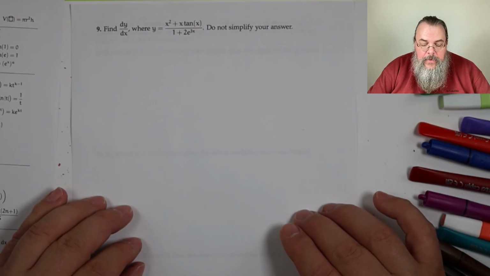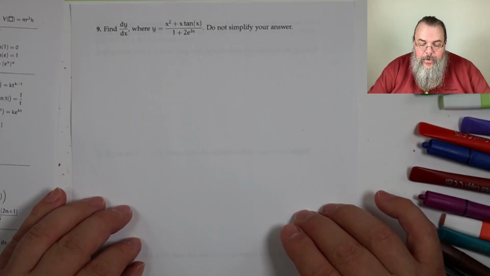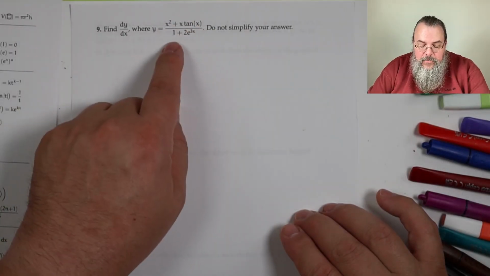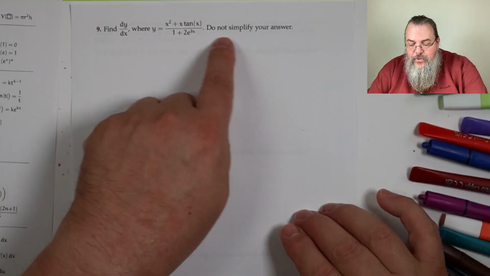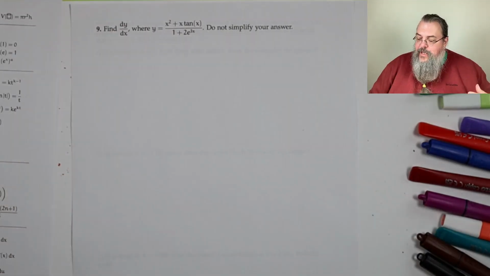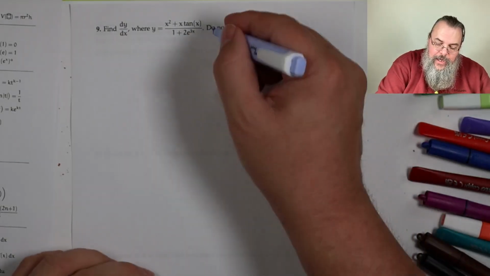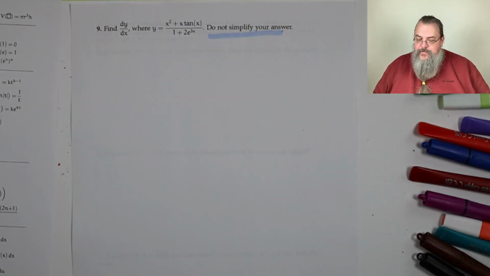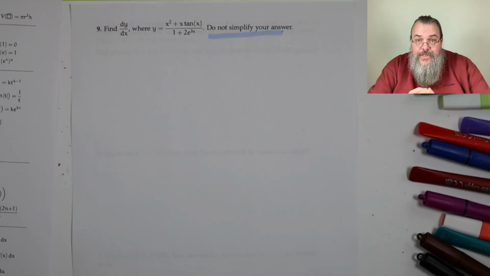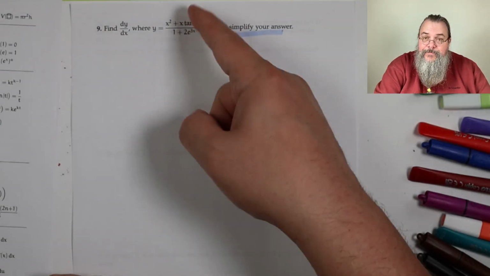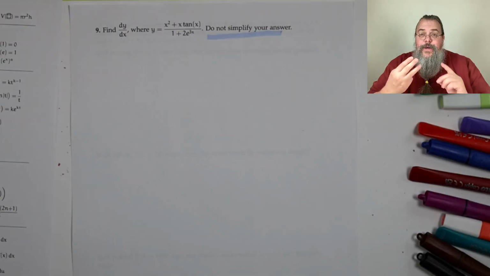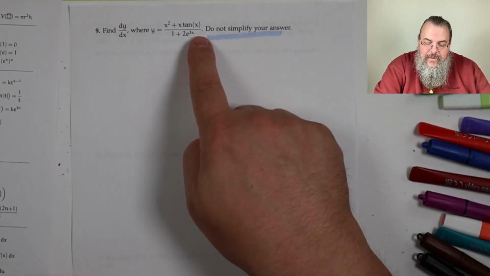So, find dy dx, where y equals x squared plus x tangent x over 1 plus 2e to the 3x. Do not simplify your answer. Okay, so we're going to follow their instructions and not simplify our answer. Now, what do we have going on here? There's a couple of things. We have a quotient, because we see a fraction. We have a product, x times tangent x. And we have a chain, 3x inside of e.